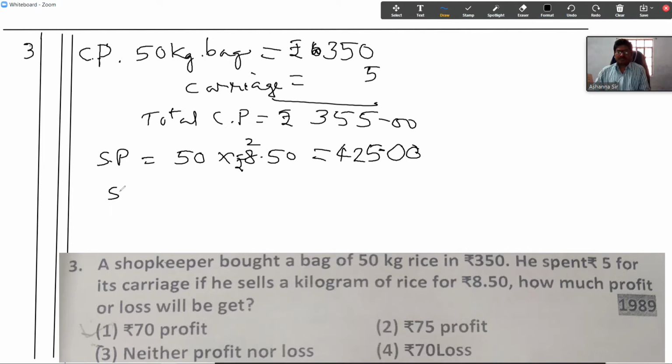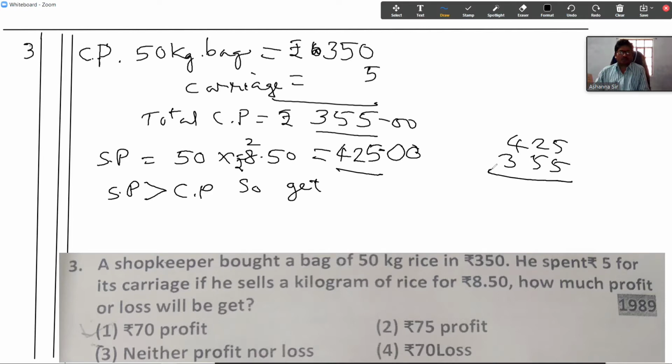So here the selling price is greater than the cost price. Selling price is 425, cost price is 355. So you get profit. How much profit? 425 minus 355 is 70 rupees. You get a profit of 70 rupees. So the option is 1.